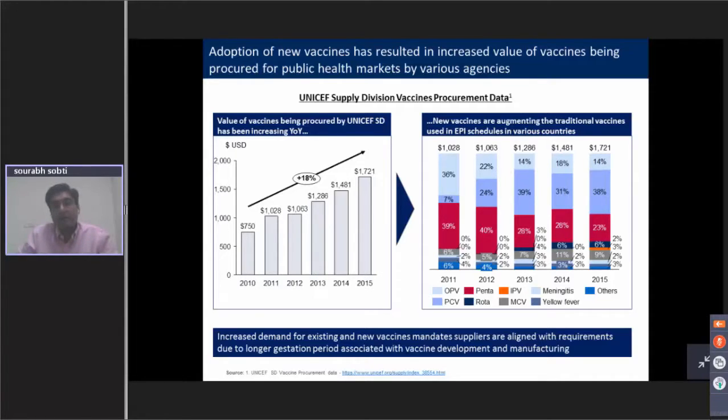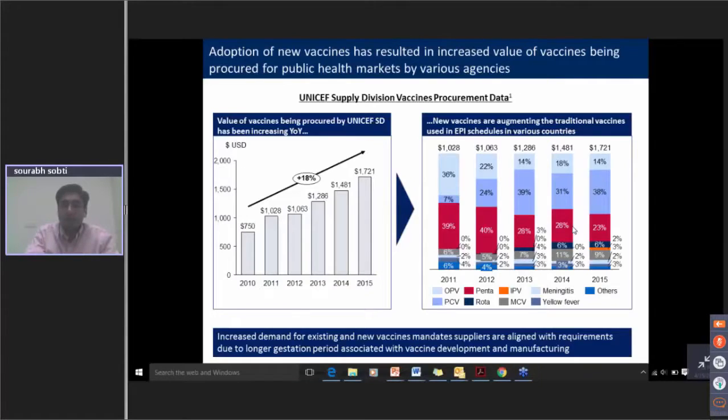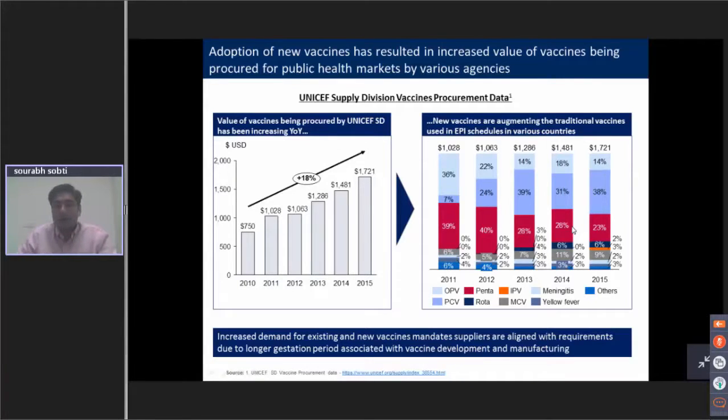Now, this has been correlated with the augmentation of new vaccines to the traditional vaccines. On the graph on the right side, you can see how PCV and new vaccines such as Rota and IPV are now augmenting the vaccine procurement budgets for various low and middle income countries. As you can see, PCV, Rota, and Penta are now the top spenders for UNICEF in 2015.